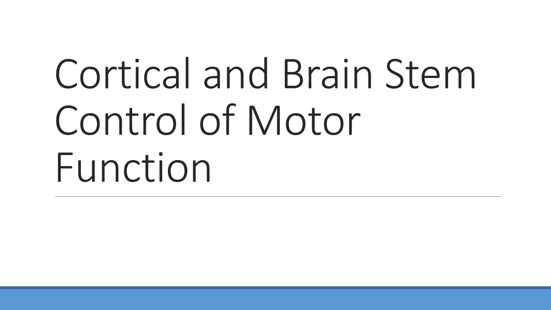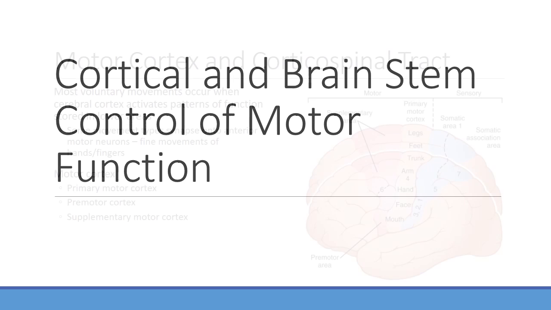Okay, now we're going to move up into the CNS, and we're going to see what other kind of control mechanisms we have here. First off, we're going to look at cortical and brainstem control, and then we're going to move into the cerebellum and the basal ganglia, so we can see how these have different motor effects.